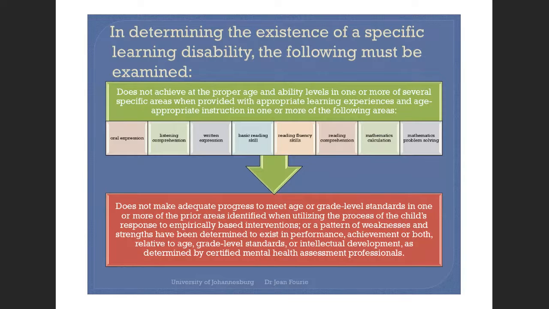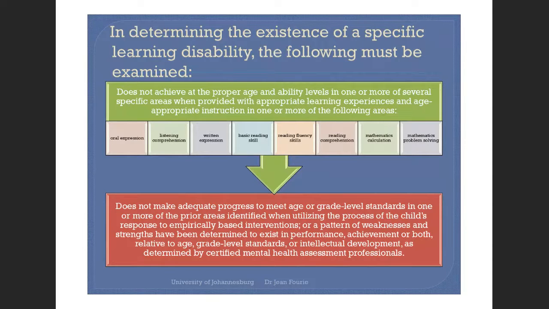So in order to say that a learner has an SLD, we have to look at their age, their ability levels, and then we look at the specific areas of difficulty that the person is experiencing. So to say that a child has SLD, they are not achieving at the proper or appropriate age and ability levels in one or more of several specific areas. This is despite having been provided with appropriate learning experiences and age-appropriate instruction in these areas.